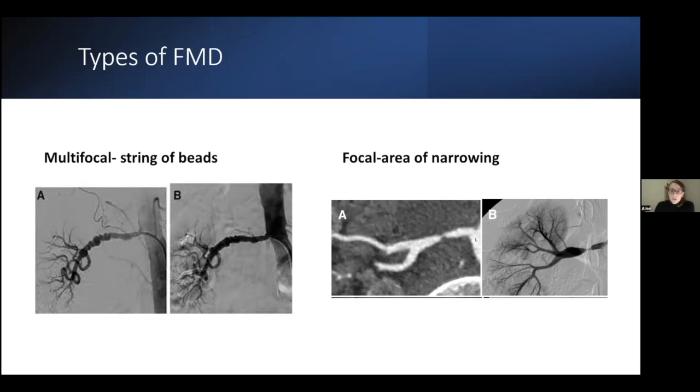On the right, you see the focal FMD, which is a narrowing of the blood vessel. And here you see on the right an angiogram, again of the renal artery, and you see a small little pinch on image A, or a narrowing that we call a stenosis. This type of FMD typically presents in younger women and manifests as ischemia, or lack of blood supply, to the organ distal to the narrowing.